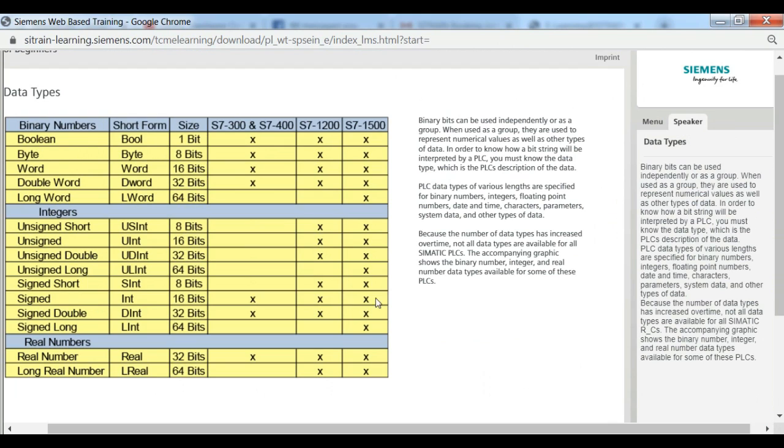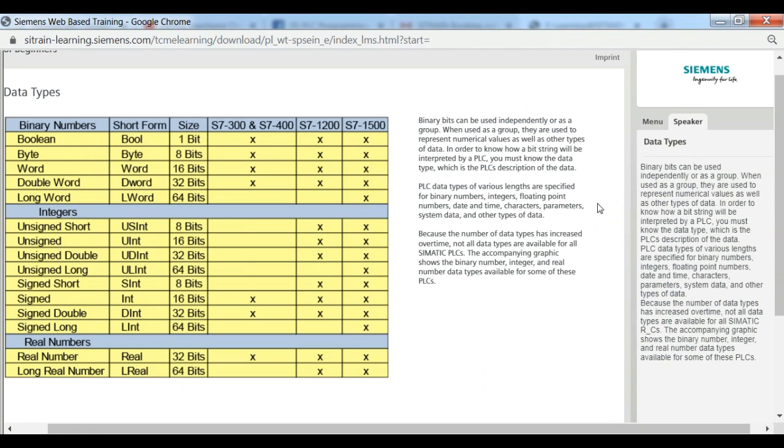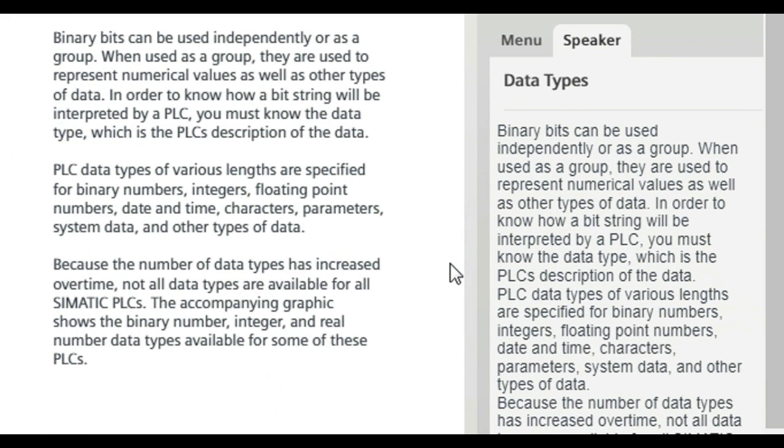Binary bits can be used independently or as a group. When used as a group, they are used to represent numerical values as well as other types of data. In order to know how a bit string will be interpreted by a PLC, you must know the data type, which is the PLC's description of the data.